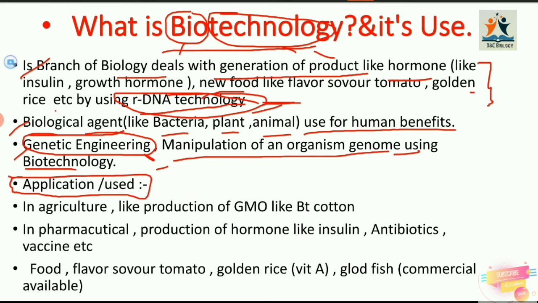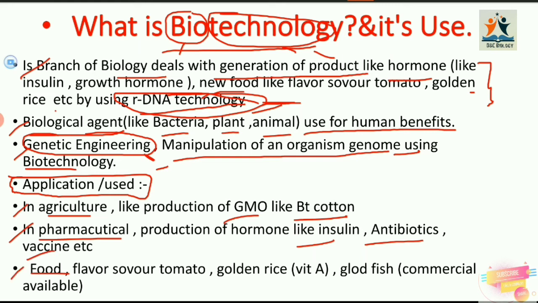The applications of biotechnology are in various fields: in agriculture, in pharmaceuticals, in the food industry and in other medical industry. In a lot of fields there are applications of biotechnology. In the agricultural field, through the application of biotechnology, we made GMOs, genetically modified plants like BT cotton and BT brinjal. Next, in pharmaceutical application, for the production of drugs, that is antibiotics, and for the production of hormones like insulin and growth hormone, we also use biotechnology.